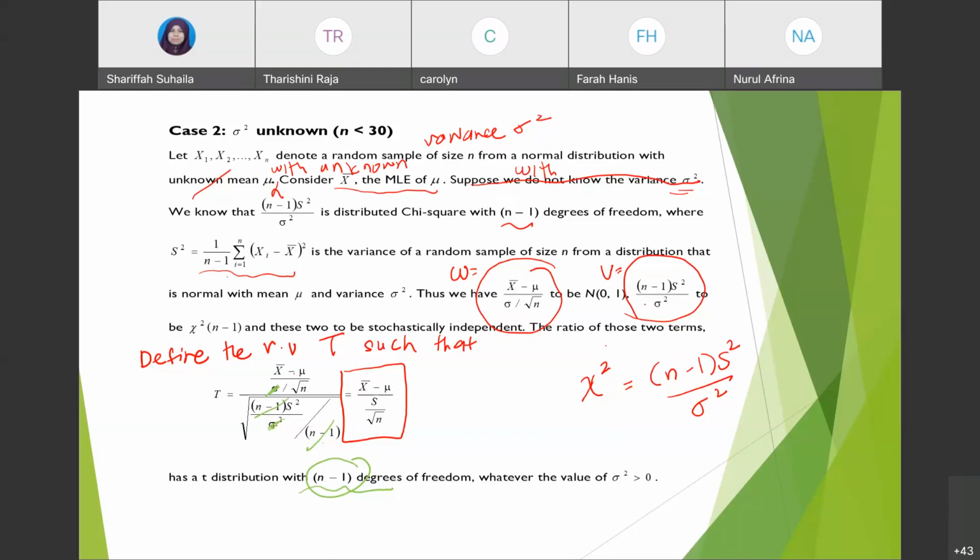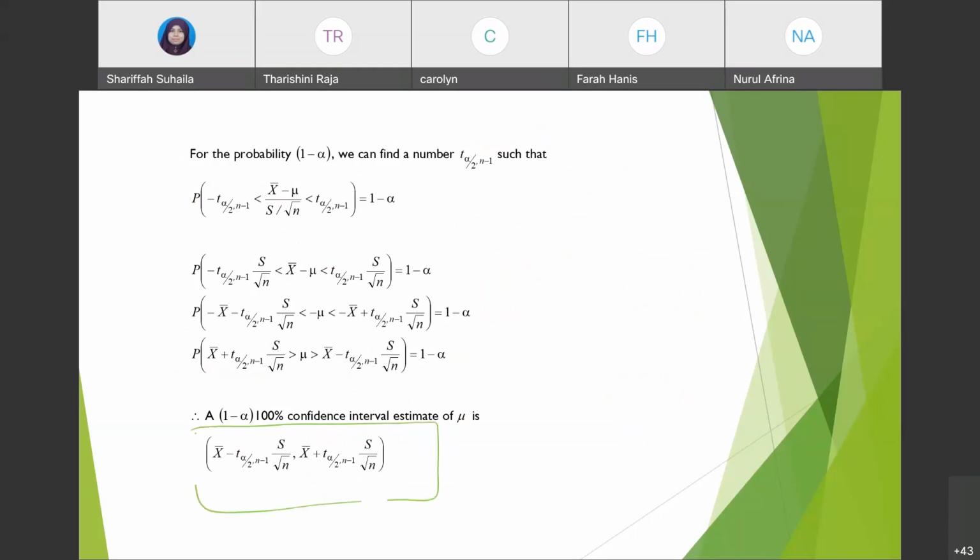Where S squared equals the summation of Xi minus X bar squared over n minus 1, is your variance. Construct the ratio of these two random variables. That's the mean you have, and the standard normal, X bar minus mu over sigma over square root of n. Or show that we get this one.